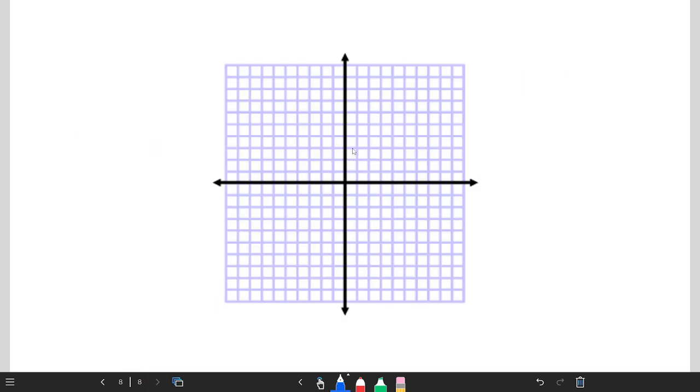So we'll plot our center. Center's at 0, 3 this time. And the radius is 7, so 7 units right. Start at the center and go 7 units left. Start at the center and go 7 units up. And 7 units down.